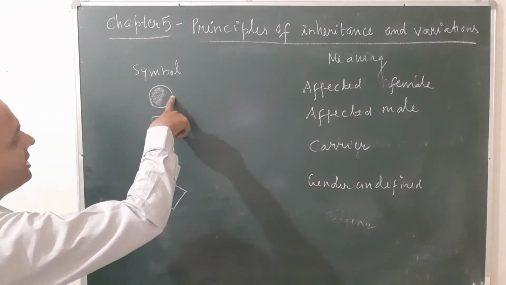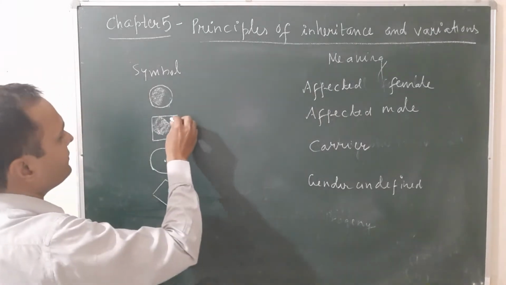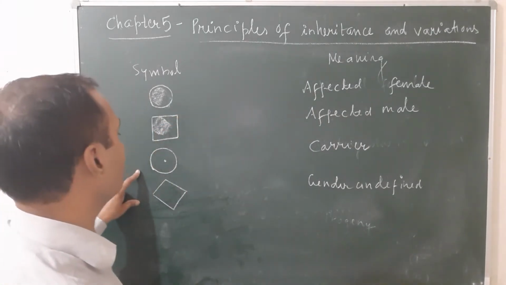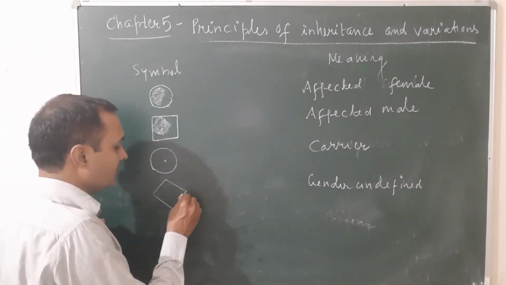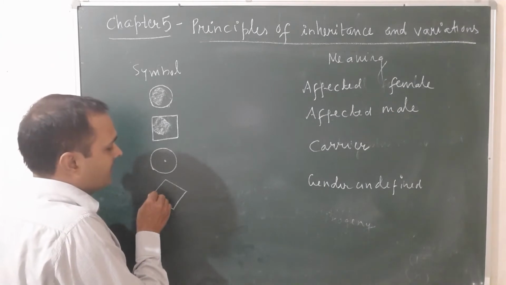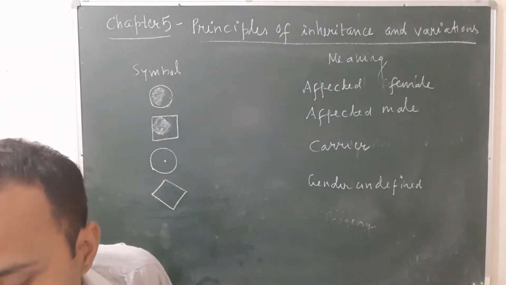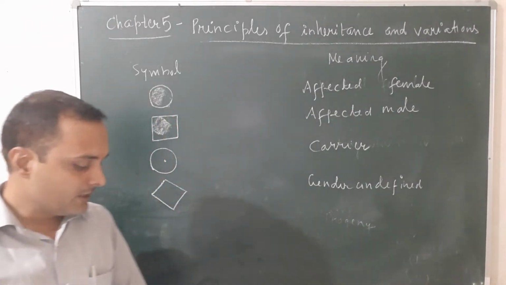So when spherical and shaded, it is called affected female. When square and shaded, it is called affected male. When spherical with a spot at the center, it is called carrier. And when diamond shaped, it is called gender undefined. So these are some symbols used in the pedigree analysis and are given in your book, page number 38.